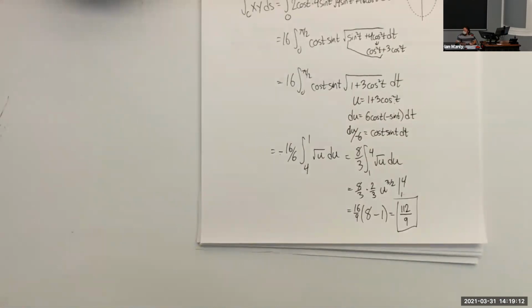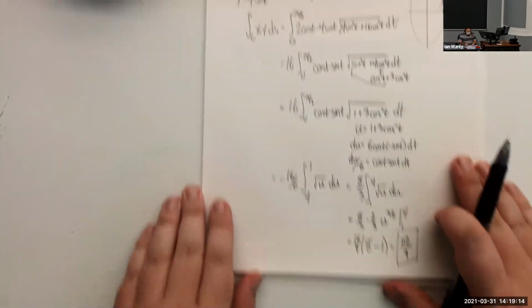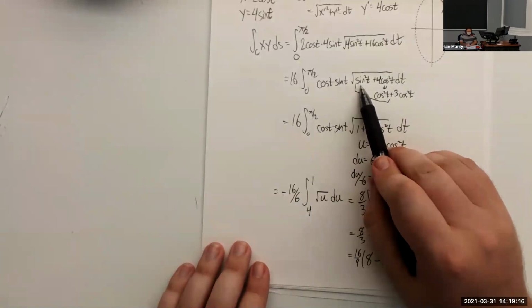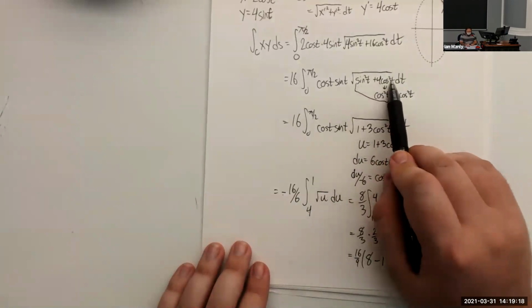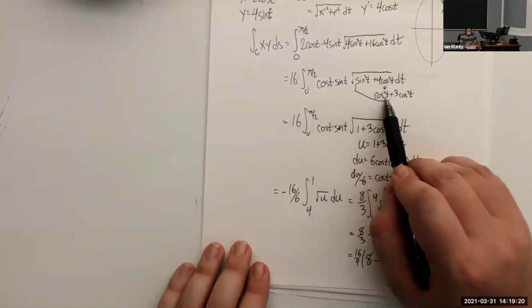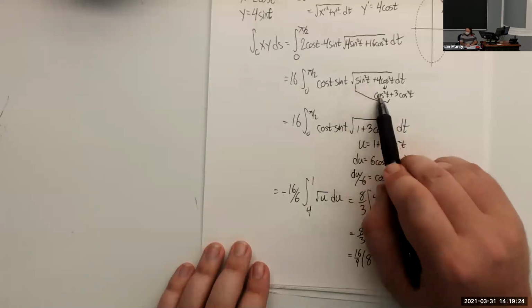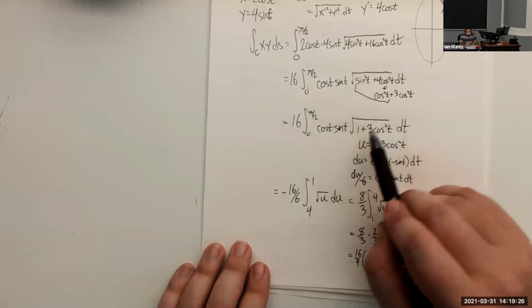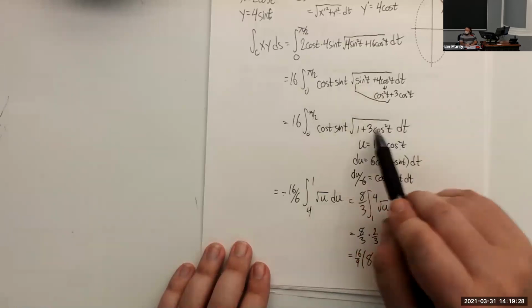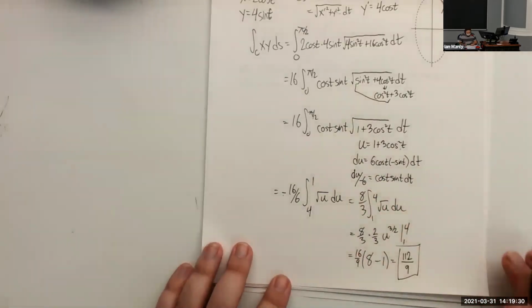Can I explain how I got 1 plus 3 cosine squared? Yeah, so after I simplified it here, I had sine squared plus 4 cosine squared. So I split this up to be cosine squared plus 3 cosine squared, and then I combined the sine squared and cosine squared to get 1 right here. And then I have the 3 cosine squared left over.